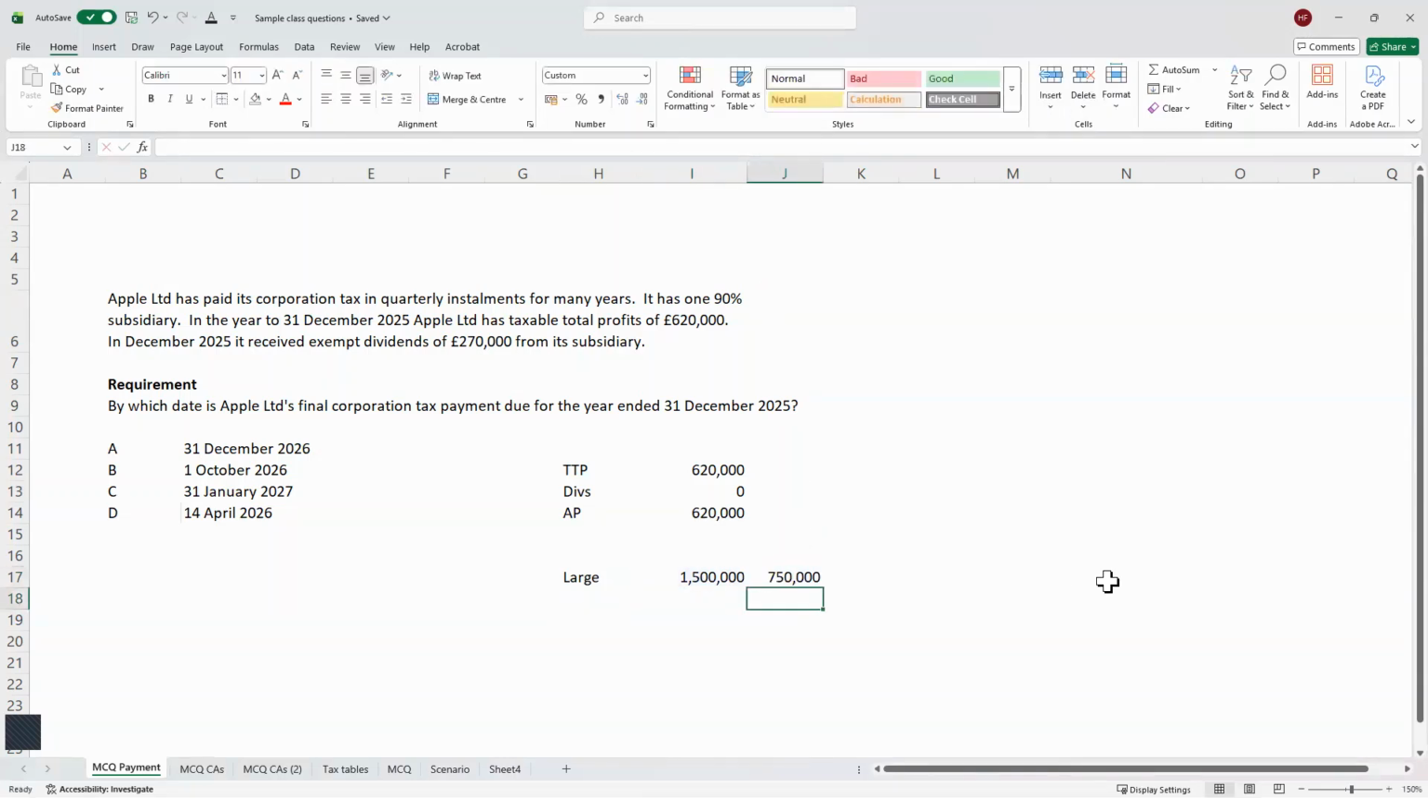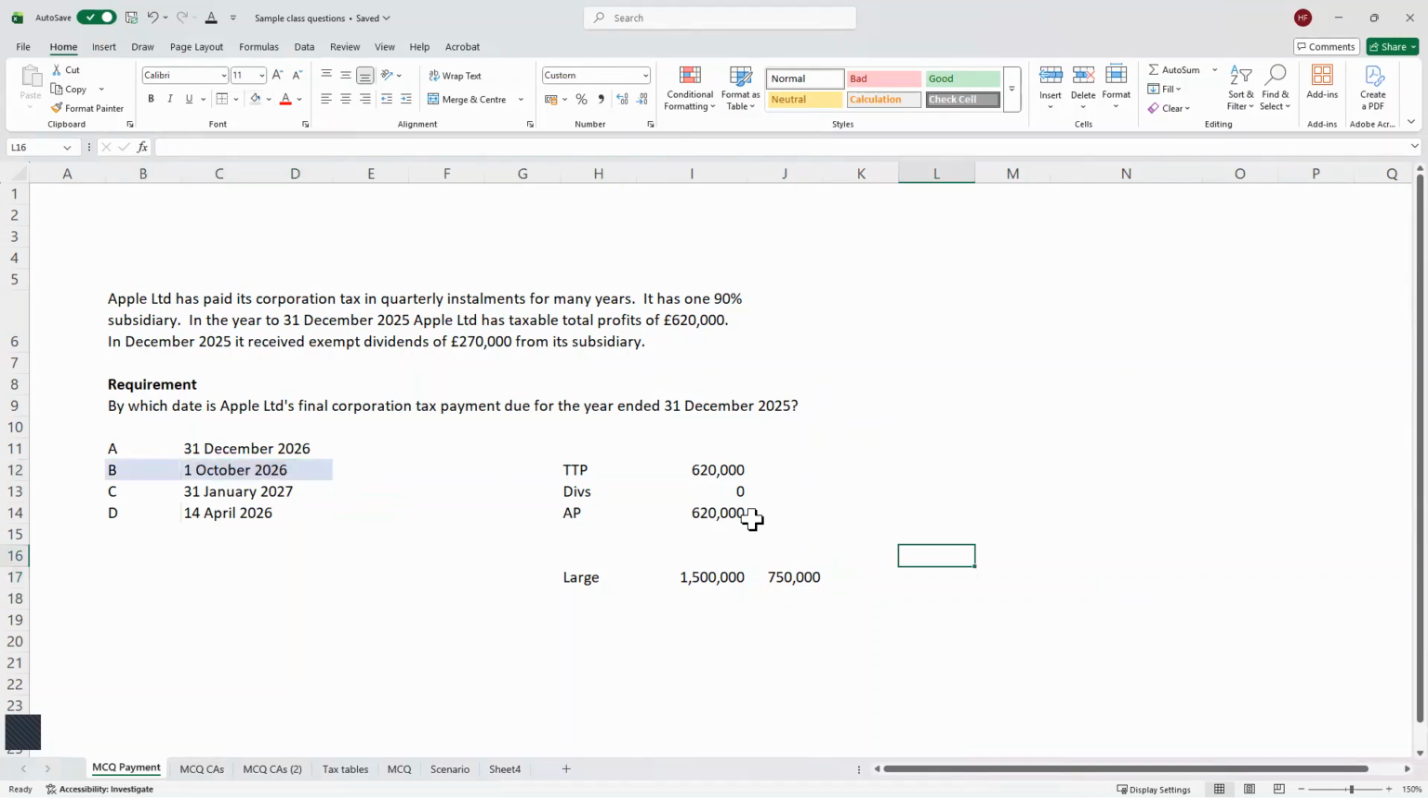So we divide by 2, and that gives us a limit of £750,000. So as the augmented profits are below £750,000, the tax will be due 9 months and 1 day after the year end, which is 1st of October 2026. So the answer here would be B.